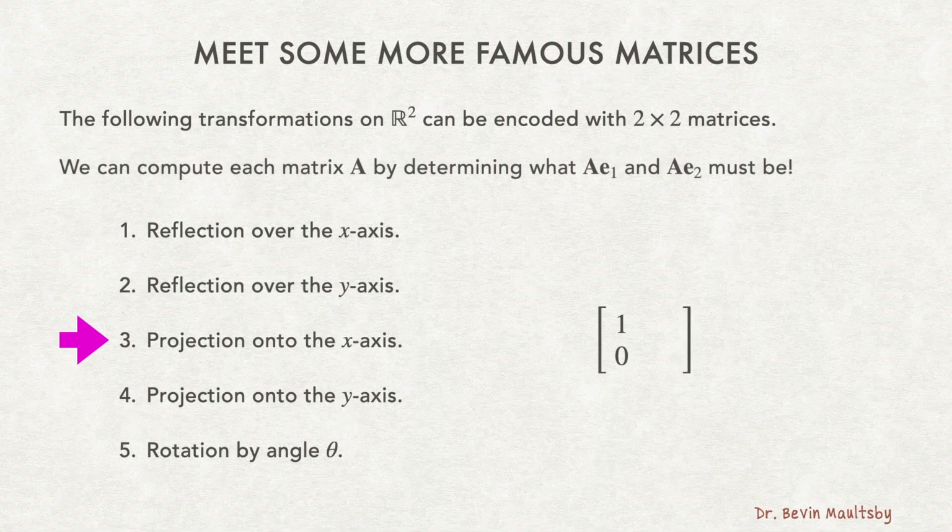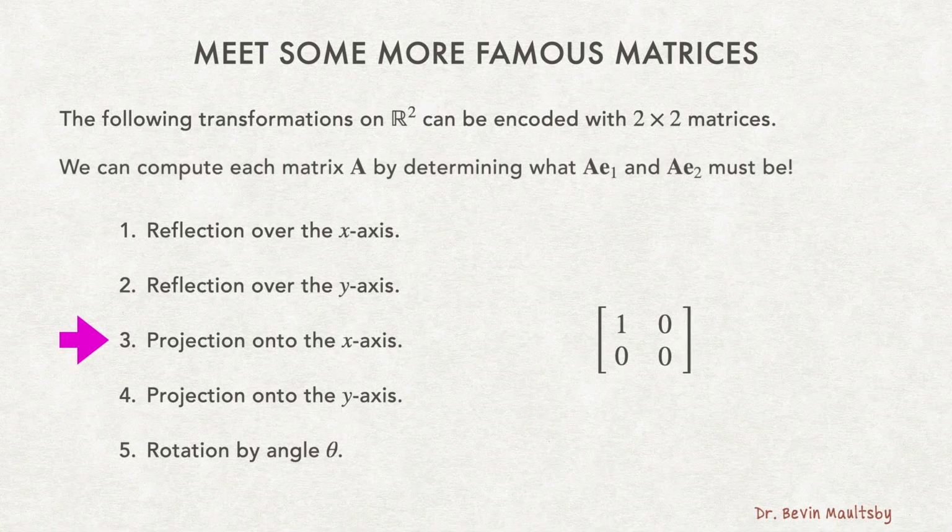Now picture E2 lying along the y-axis. If you project E2 onto the x-axis, it's going to get crushed down to the origin. So the second column of this matrix is 0, 0. This 2 by 2 matrix should encode the action of projecting onto the x-axis, and once again, if you take this and multiply it by, say, 3, 4, you will get 3, 0.